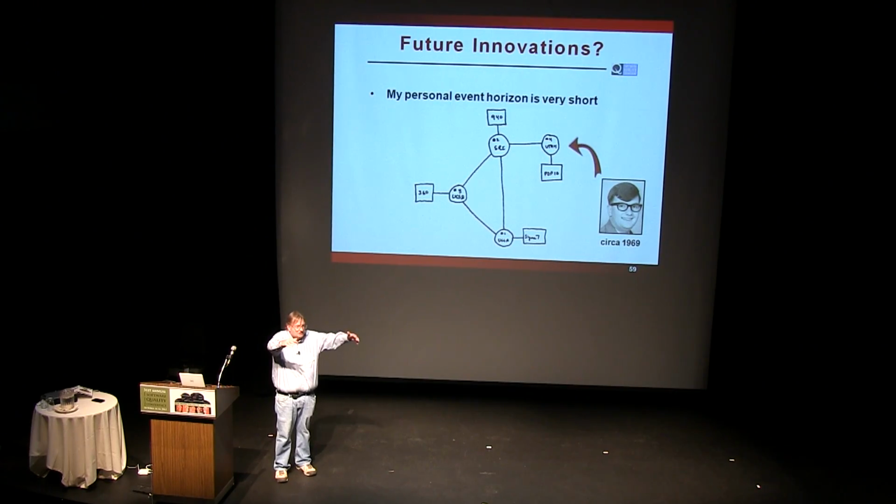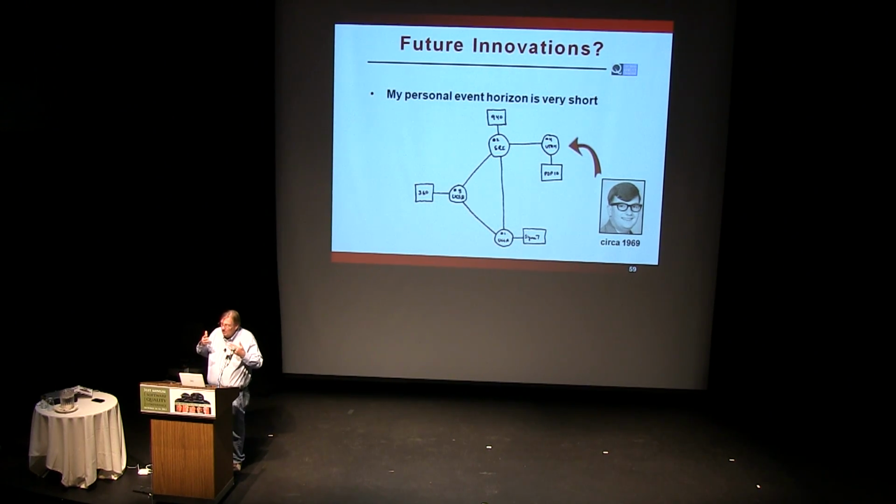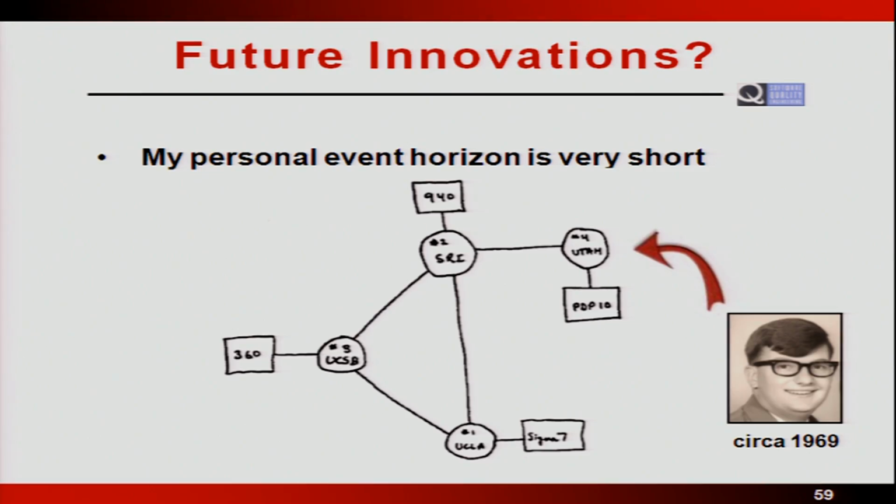In astronomy, there's a term called the event horizon. It's how far out you can see. Imagine you were on some planet much bigger or much smaller than Earth. Where is the horizon and how far out can you see? Personally, my event horizon has always been very short. I worked on this little ARPANET thing and had no clue where it was going or where it could have gone. People ask me sometimes, Lee, what do you think the next big innovations are? And I say, I don't have a clue. If I did, I'd be buying stock and I'd already be rich, sitting in the Bahamas somewhere.